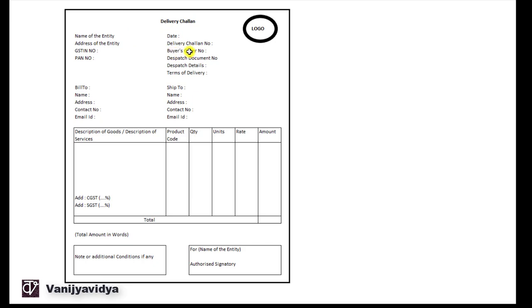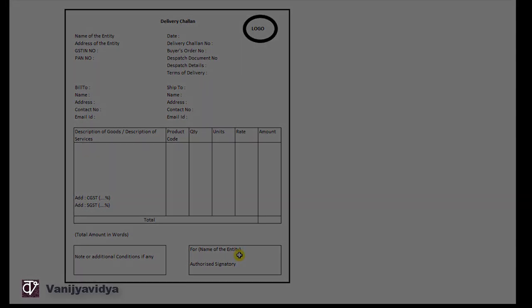Then here we have information like date, delivery challan number, the buyer's order number, or in case of services you may also have an agreement number, then dispatch document number, dispatch details, how the goods are dispatched, then the terms of delivery if any. Then again bill to, ship to address of the customer. Then here we have description of goods, product code, quantity, units, rate, amount, add taxes, total amount in words, note or additional conditions if any, and for the name of entity, on behalf of entity, authorized signatory.